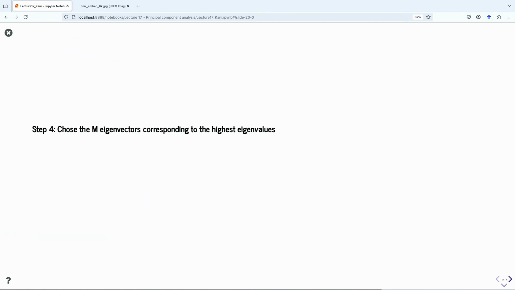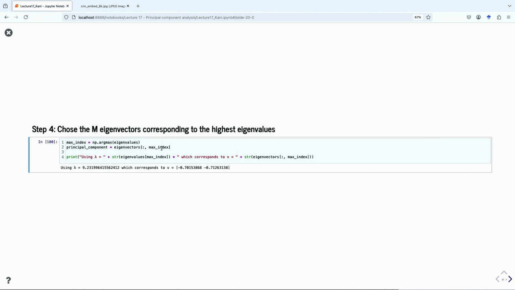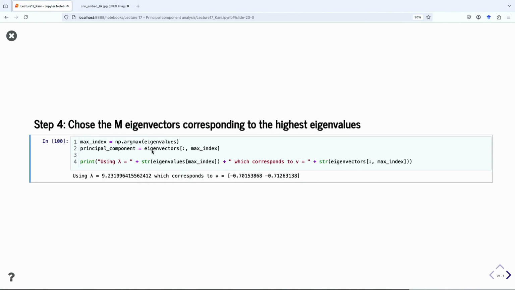So if we choose the m eigenvectors corresponding to the highest eigenvalues. Again, remember m is the dimension we want to reduce to, right? So m is some number less than the original number of dimensions in the data point. So m in our case is 1. So we just need to find the one eigenvector that has the highest eigenvalue. So again, argmax, just choose that eigenvector using argmax.